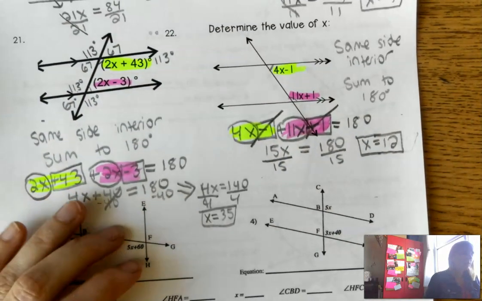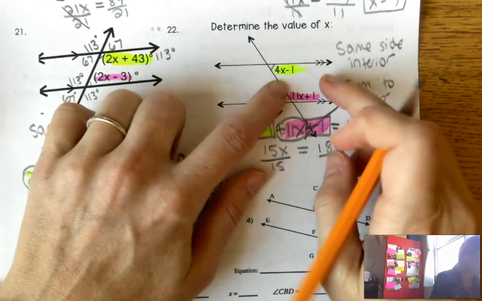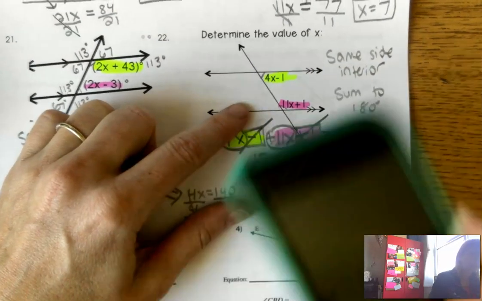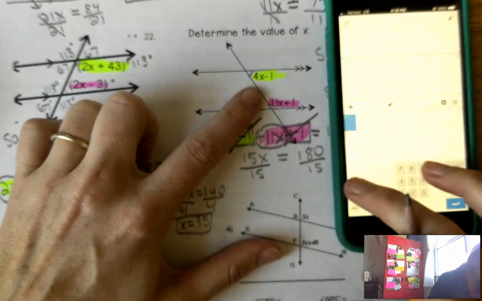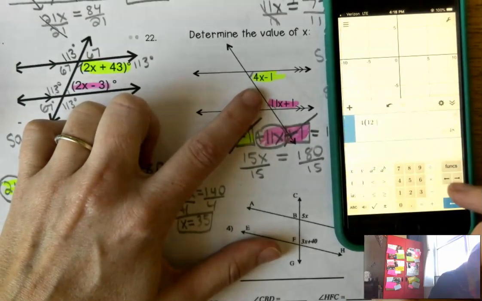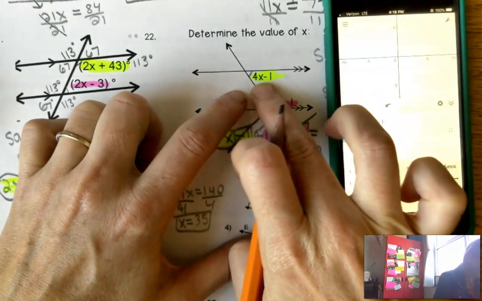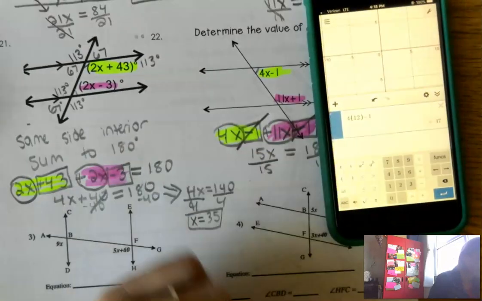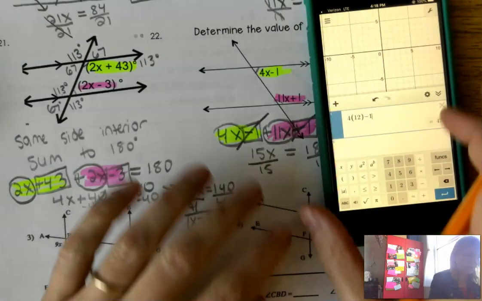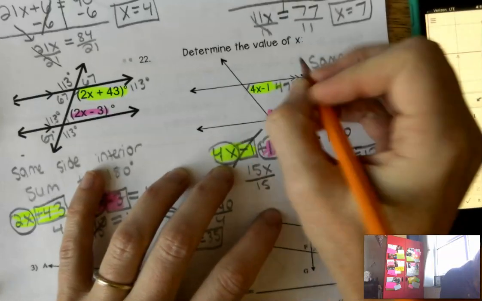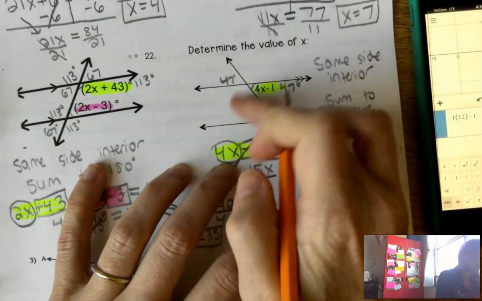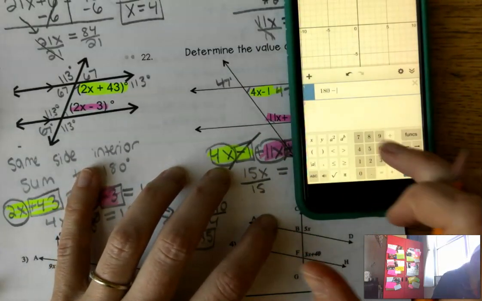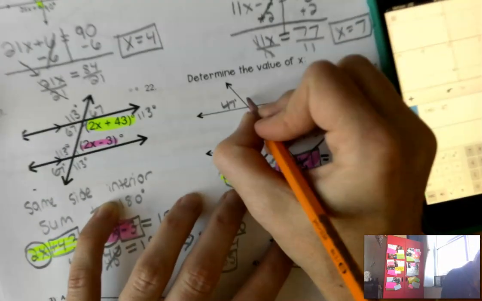Now what if I asked you for the actual angle measurements? I need to take x and plug it back in to see what these angle measurements are. So 4 times 12 minus 1. My expression is 4x minus 1, and I plugged in the 12 for my x. So 4 times 12 minus 1 is going to give me 47. So I know that this angle is 47, this angle is 47, and I can figure out my other two, right? I know that they're supplementary, so I'm going to do 180 minus 47 to give me 133.